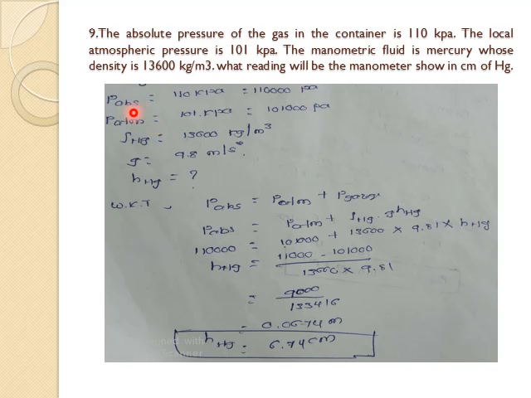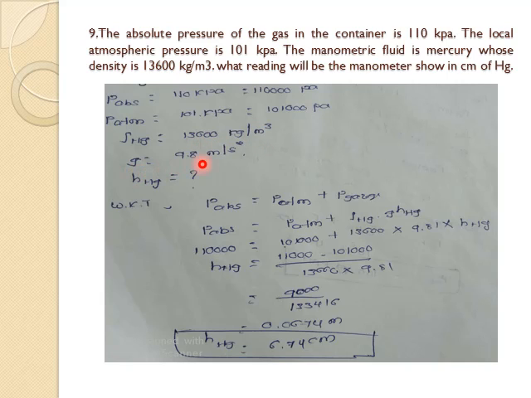Let us collect the given data. Absolute pressure of the gas in the container is 110 kilopascal. Convert this into pascal. And atmospheric pressure is 101 kilopascal. Convert this also into pascal. One thing you please remember, not only here, while solving any problems, please convert all the given data into SI units. SI unit of pressure is pascal, so that is the reason why I am converting into pascal. And density of mercury is 13,600 kg per meter cube, which is constant.